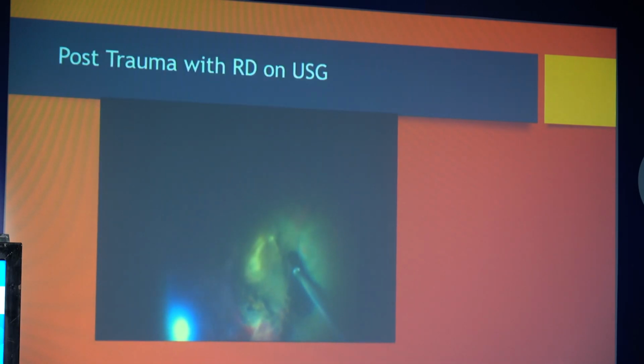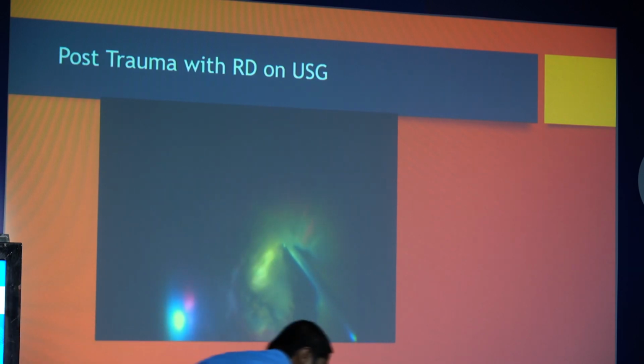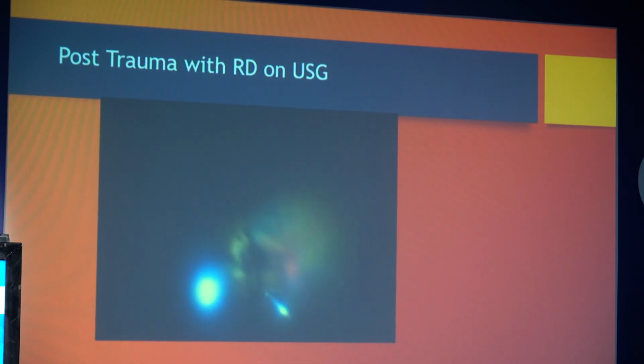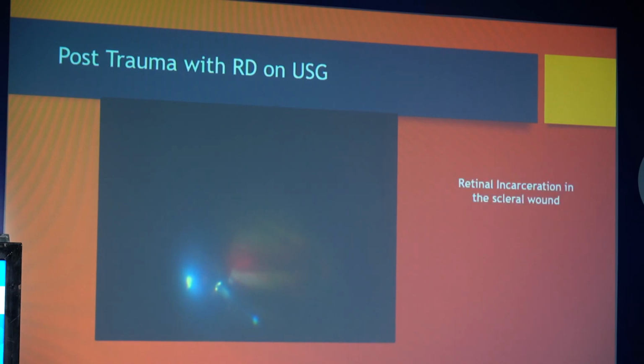Post-trauma with RD on USG is something that we had in the beginning of the surgery. We saw that there was RD, but this was more than a month old, and there was an incarceration of the retina, which could not be detected on the B scan. So maybe it was a very small scleral tear into which the retina had got incarcerated, causing RD, and this was something that we had to relieve by retinectomy. I'm sorry about the poor video, but that was what it was.